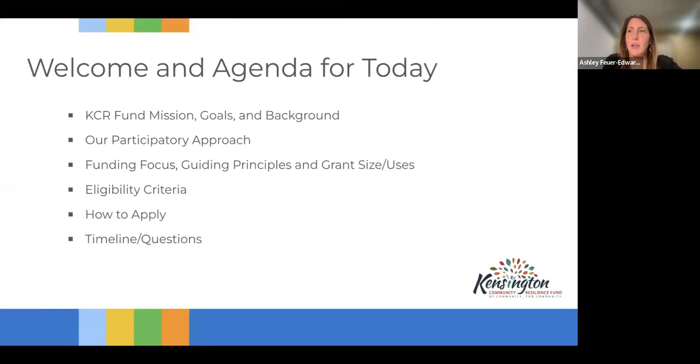So today we're going to start by sharing our mission, goals, and background, just a little bit of overview of the fund. We'll talk a bit about the participatory approach, particularly how it relates to how your grants will be reviewed. We'll talk about our funding focus areas, guiding principles, and grant sizes and uses, which will really be a parameter for what work gets funded. We'll talk about eligibility criteria, how to apply for funding and that process, and we'll give some screenshots of our portal so you can have a sense of what you'll be looking for when you go to apply. And then we'll go over next steps and have time for Q&A.